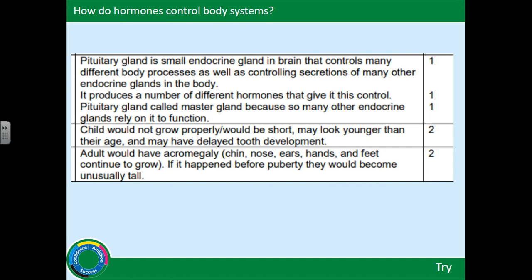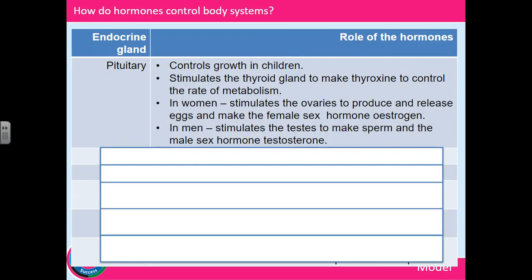And in adults, if they had too much growth hormone, they would have acromegaly, which means that some parts of their bodies would continue to grow and grow and grow. If this happened before puberty, they'd become very unusually tall. So they would become a lot taller and bigger than the average person because they have a lot of growth hormone. Okay, well done. If you need to pause and correct any of your answers, do so. If not, move on. Let's go.